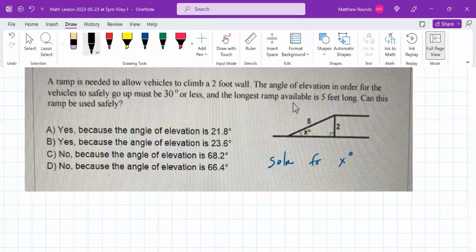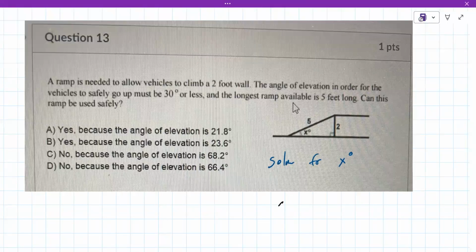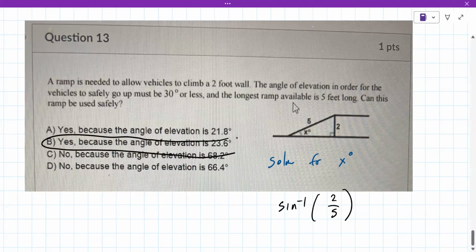For this one, I got B. So did you do sine inverse of 2/5? Yes. And you got 23.6? Yes. Do you want me to check that, or do you feel like you got it? You could check it if you want, just make sure I'm right. All right, it is correct. So is it safe? It is, because it's less than 30 degrees. Any questions on that? Nope.